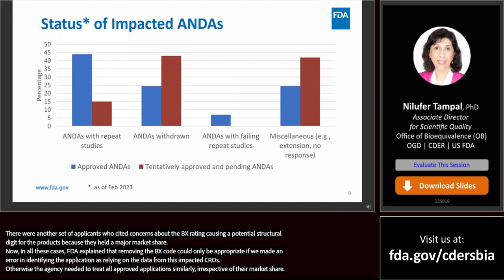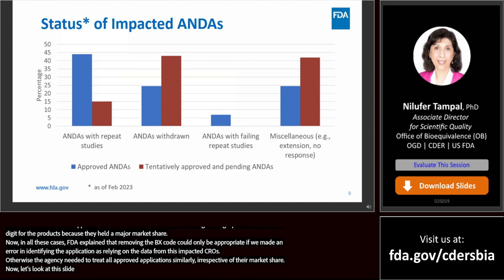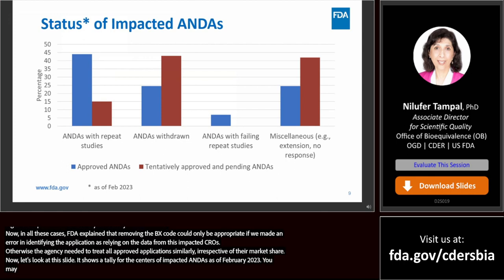So now let's look at this slide. It shows a tally for the status of the impacted ANDAs as of February 2023. And you may be interested in knowing how things turned out. So here we can put the impacted applications into 4 buckets.